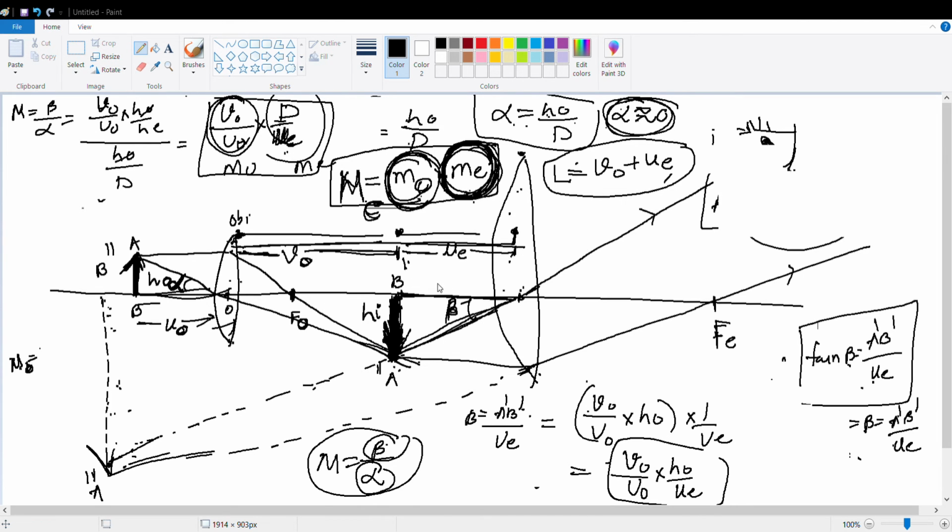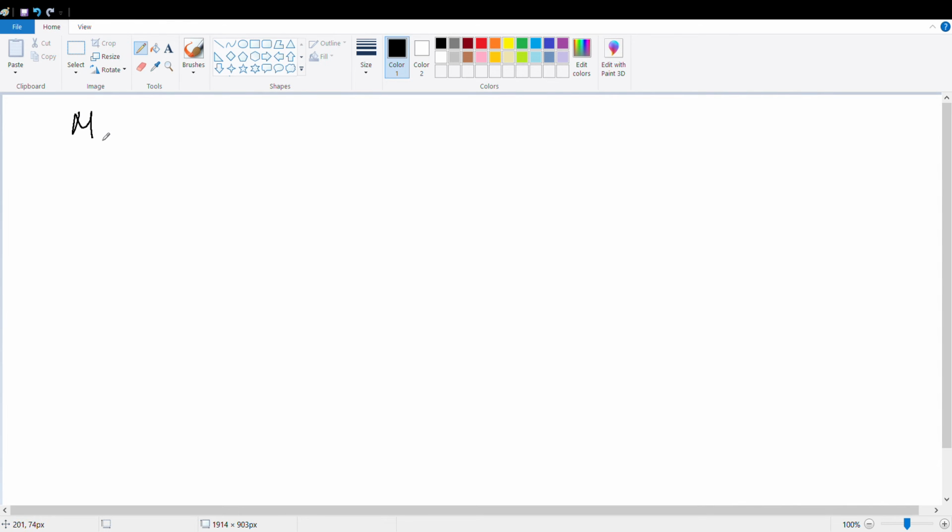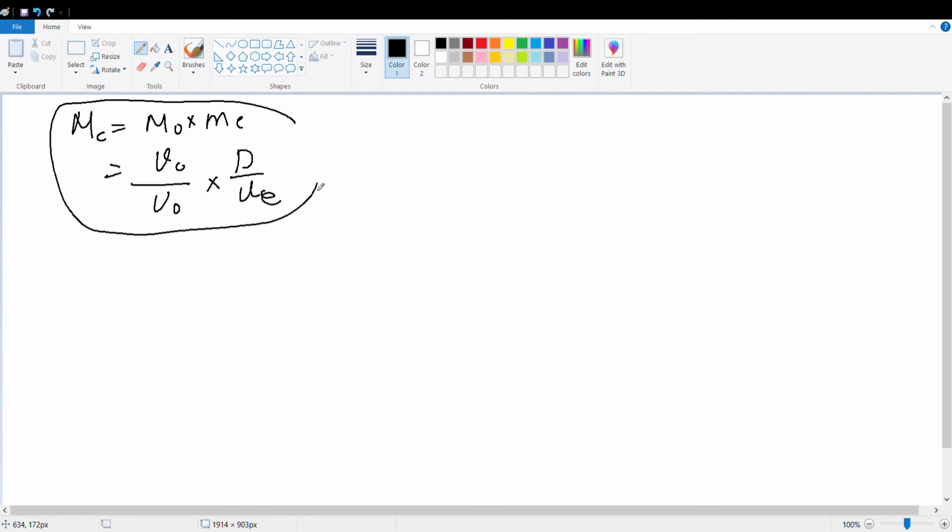So final is, what is the final magnification? Your MC is nothing but MO into ME. What is MO? V naught by U naught into D by UE. Yes or no? Compound microscope. But we also have a maximum magnification. So obviously whenever the problem asks what is maximum, you are straining your eye. So one is maximum magnification, or they ask you strained eye. What is the magnification for strained eye? Then what should you tell?